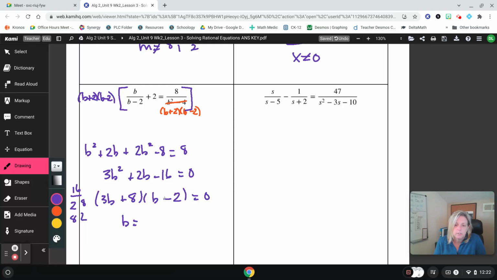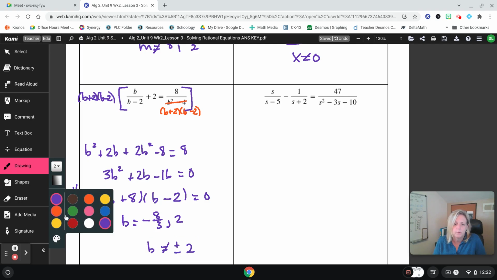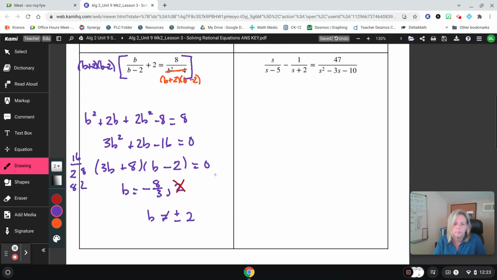If we set each of these equal to 0, that means that b could equal negative 8/3, or it could equal positive 2. Extraneous solutions: go back up to your denominators, and I see for both of these, b cannot equal positive 2 or negative 2. So the solution of 2 we have to eliminate. The only real solution that we have is for b to equal negative 8/3. And then we're done.